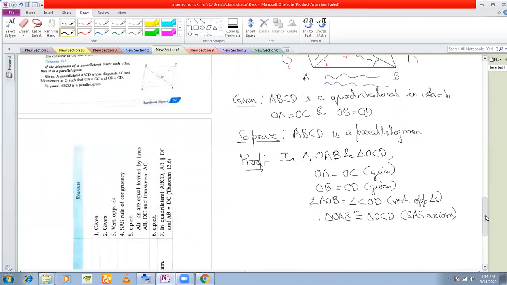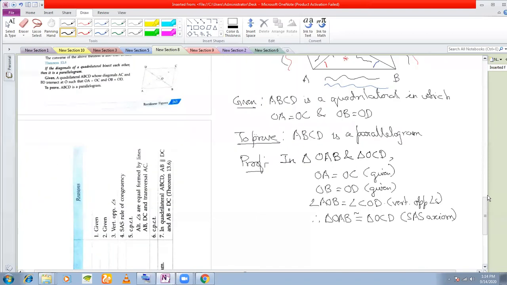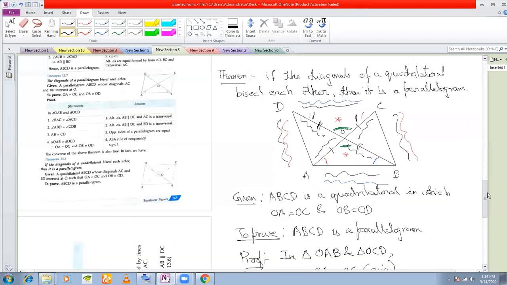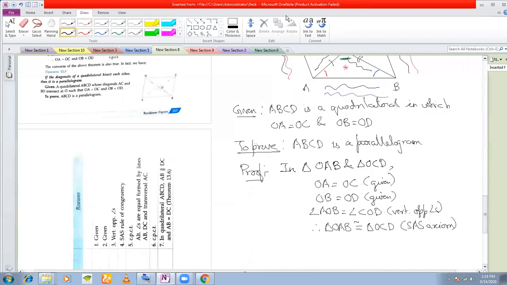Now what can we say? We can say that these red angles are equal. Angle OAB, I think I will get disconnected.